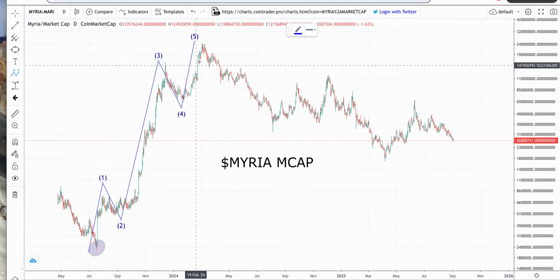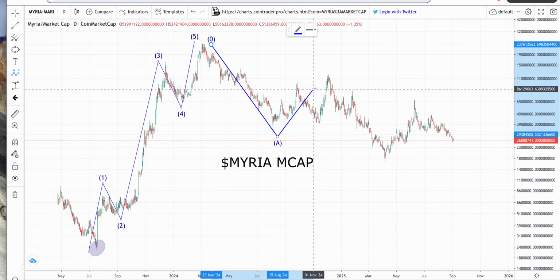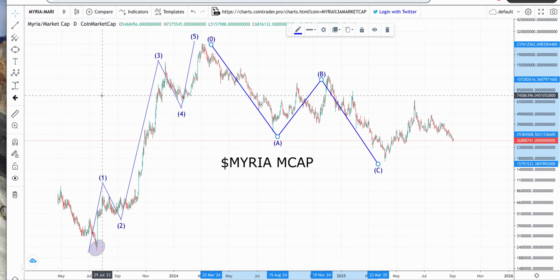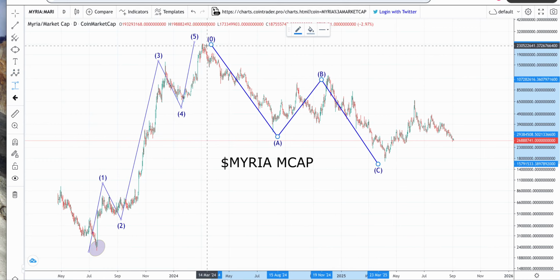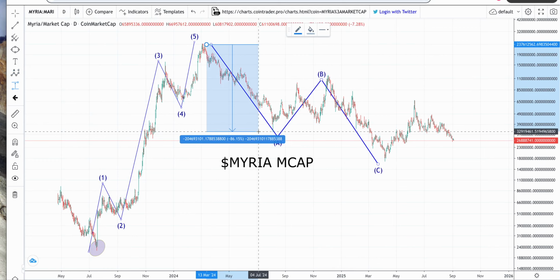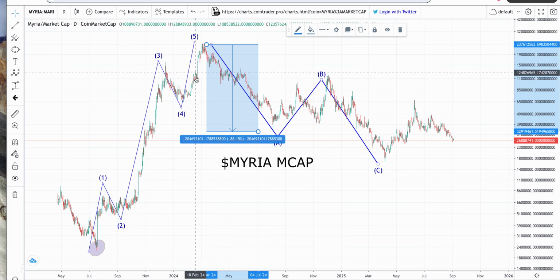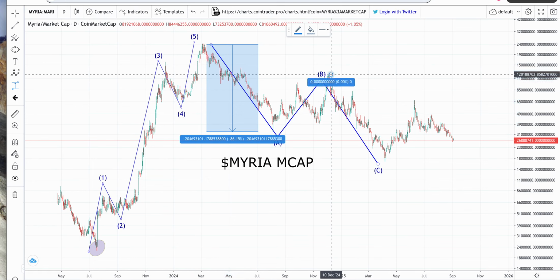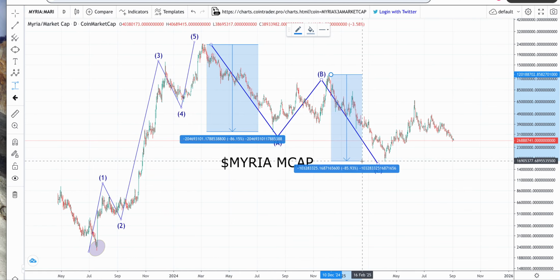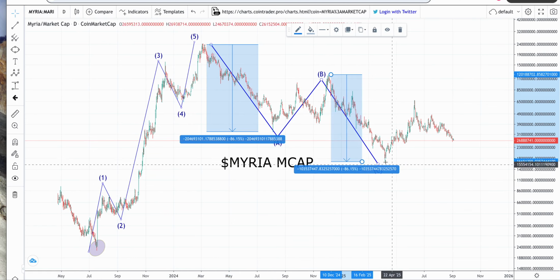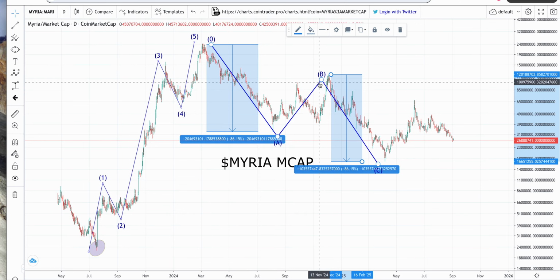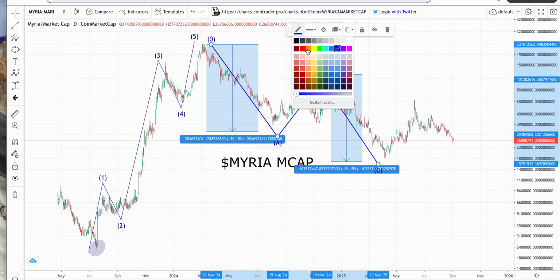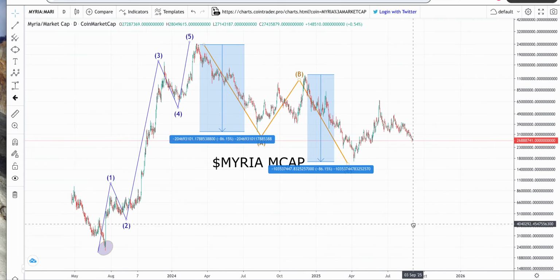What ends up happening after that is a macro A, B, C. And the way to make sure that's complete is we want to take the distance of the A wave, 86%. The C wave at minimum has to be that same amount. We pull this down on the C wave and you see 86%. So it does look like it completed ABC here for Myria, and we should be looking to get going the other direction.